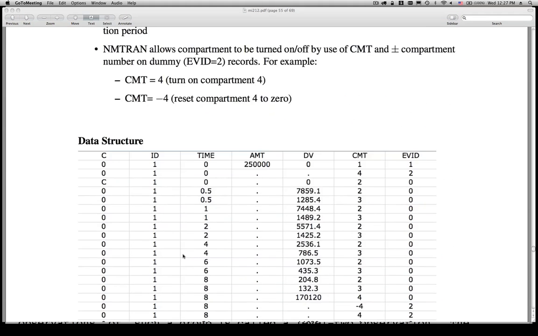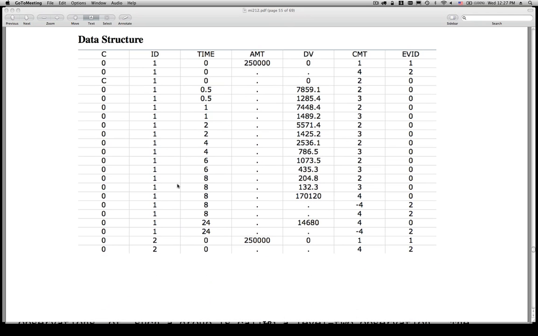So let's look at the data structure. Your usual stuff here, we have a comment column, ID, time, amount, one dependent variable column. Remember, it's a stack dependent variable. We have a CMT item and event ID. CMT represents the compartment. 1 is for dosing. 2 is for parent drug plasma concentrations. 3 is for metabolite plasma concentrations. And 4 is the urinary collection compartment.